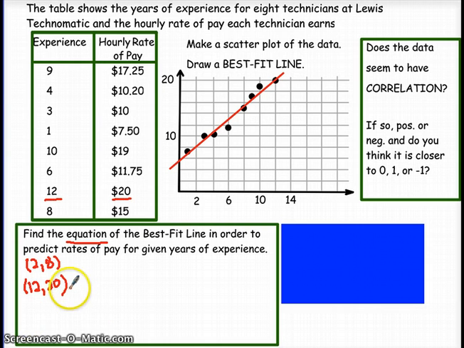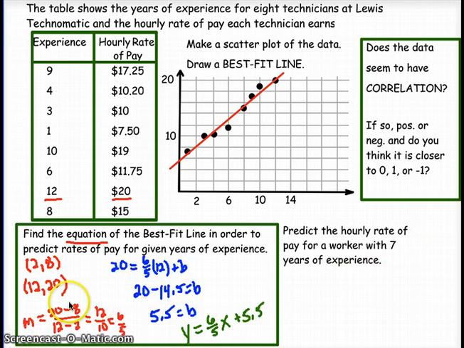So now, again, take a second, take those 2 points, find your slope, and see if you can find the equation of the line using slope-intercept form, y equals mx plus b. Alright, after finding my slope, it came out to 6/5. I went ahead and plugged in (12, 20) into my equation and found that my intercept is 5.5. So y equals 6/5 x plus 5.5 should be a good equation for that line of best fit.